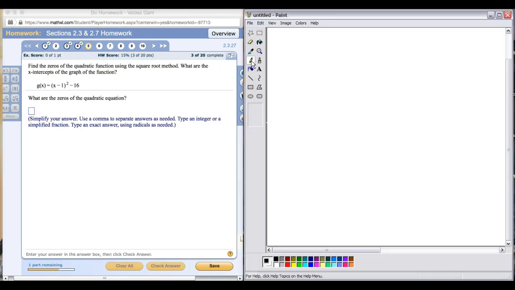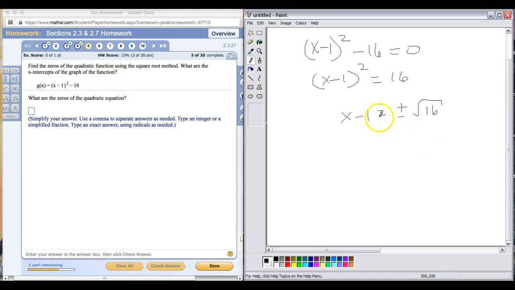All right, so for the next question, we're asked to do pretty much the same thing. And so here, the only difference is now our function g of x looks like x minus 1 squared minus 16, but we still do the same thing. We set this minus 16 equal to 0, and then we add 16 to both sides, and then from this point we take the principal root of x minus 1 squared, and so that would just leave us with x minus 1 plus or minus square root of 16.